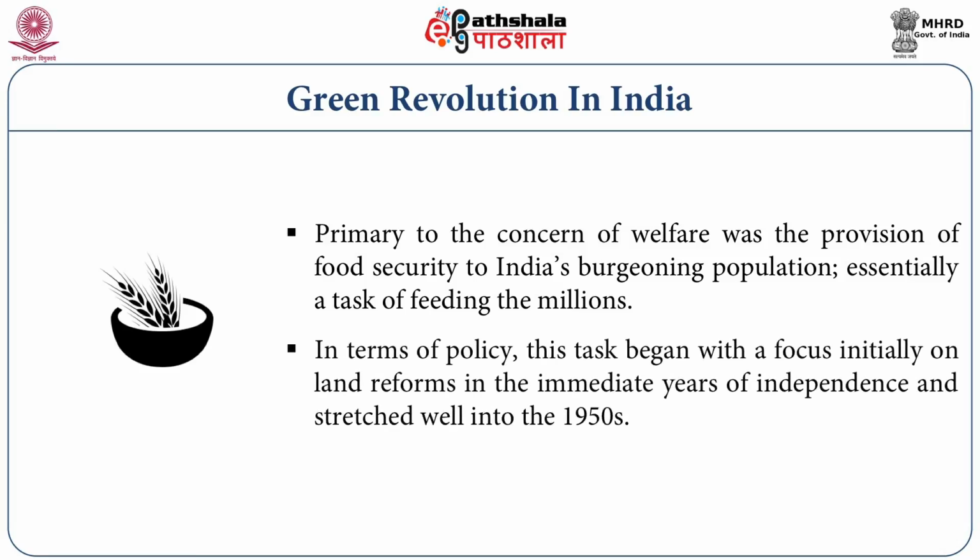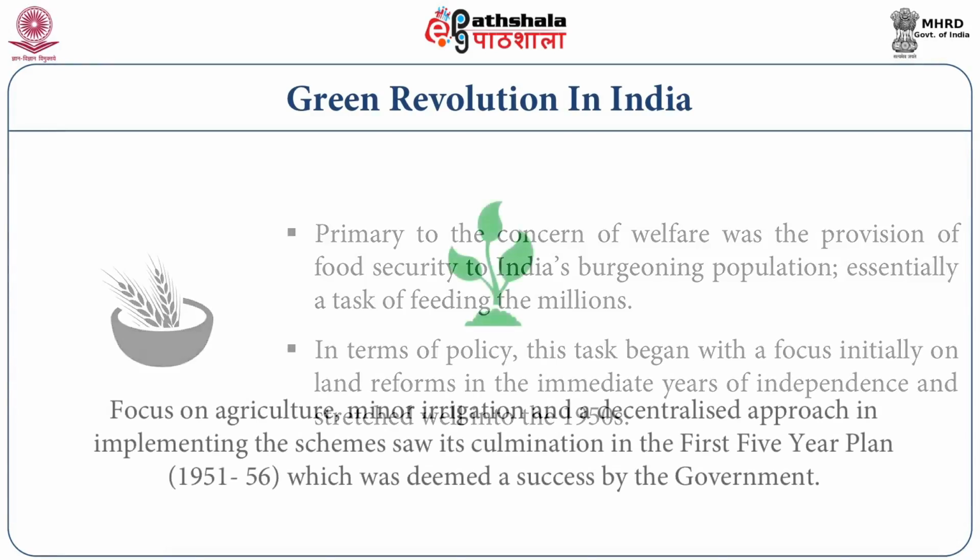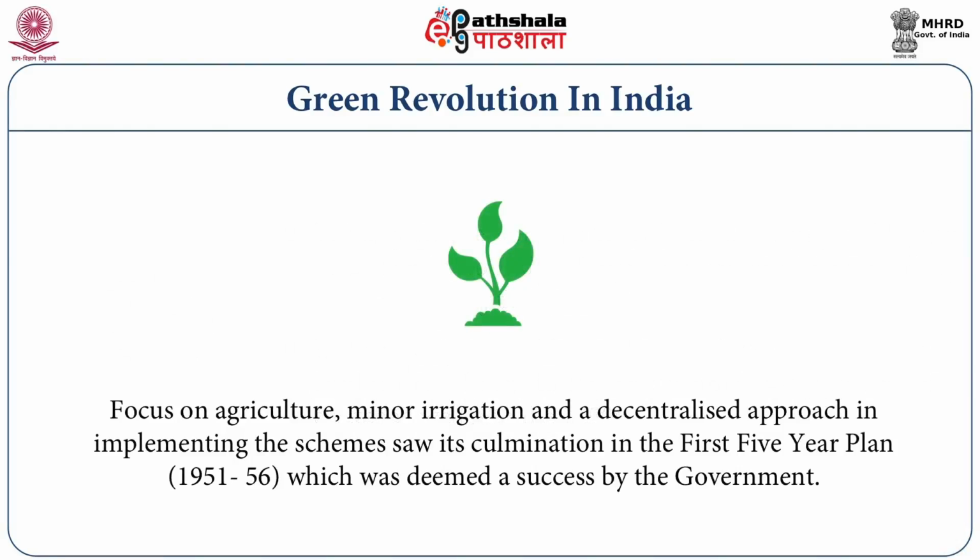In terms of policy, this task began with a focus initially on land reforms in the immediate years of independence and stretched well into the 1950s. Focus on agriculture, minor irrigation and a decentralized approach in implementing the schemes saw its culmination in the first 5-year plan, which spanned from 1951 to 1956, which was deemed as a success by the then government.